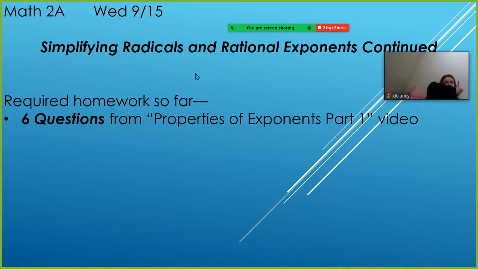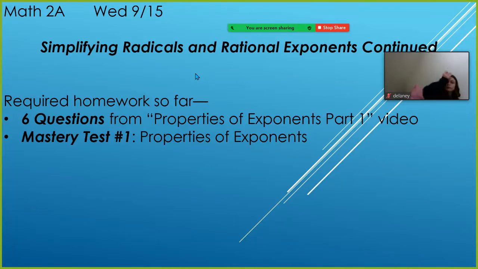And then we did do last week also mastery test number 1. That one's called Properties of Exponents. So that's required homework. If you haven't done it, I'd like you to try doing that today. And if you need help on it, please let me know. Try it out on your own first, though.